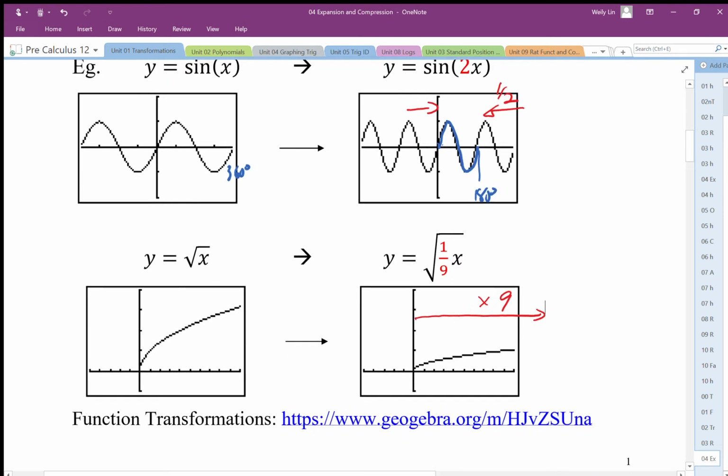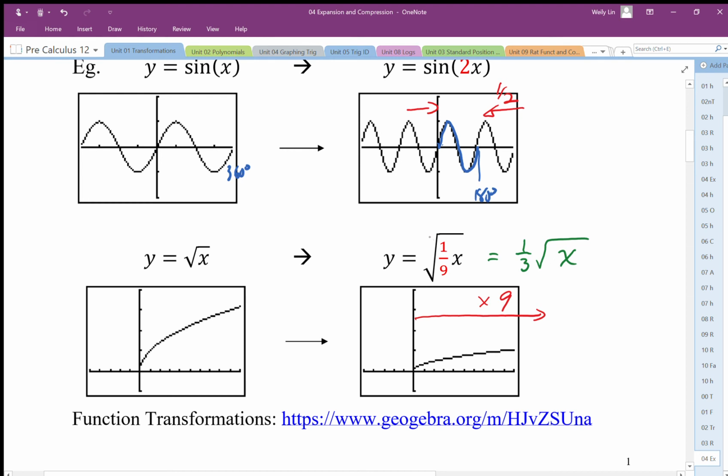Now, just looking at this graph here though, it does look like it's possible that it got compressed vertically. Definitely we stretched it horizontally here, but this graph could possibly be described as a vertical compression. And in fact, it is quite possible that we can rewrite this algebraically as 1/3 on the outside square root x.